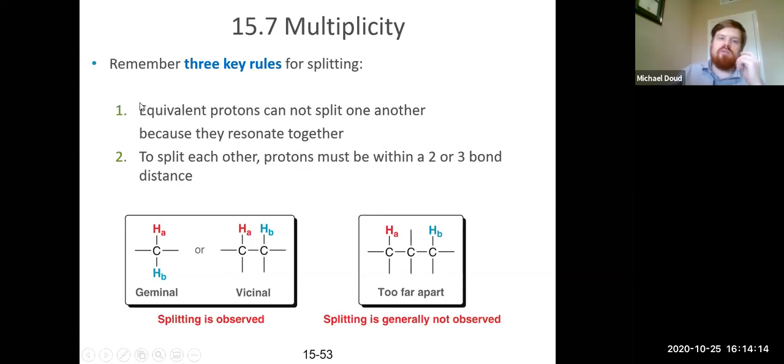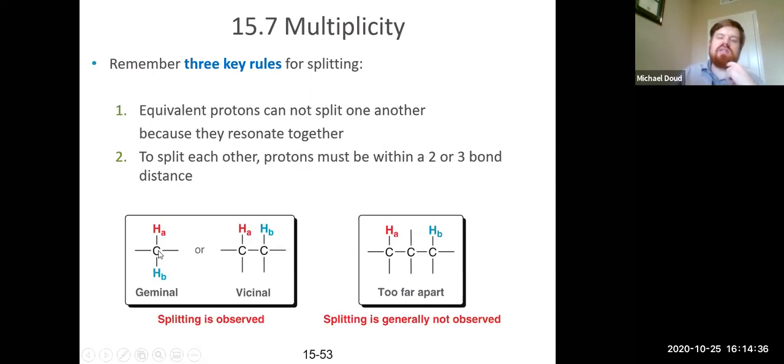So here's the deal. Equivalent protons cannot split one another. They resonate together. They're going to be in the same signal. They don't split each other. And in order for protons to split each other, they have to be within a 2 or 3 bond distance. So you can have geminal or vicinal protons split each other, but if you have things that are too far apart, they're not going to split in that case.